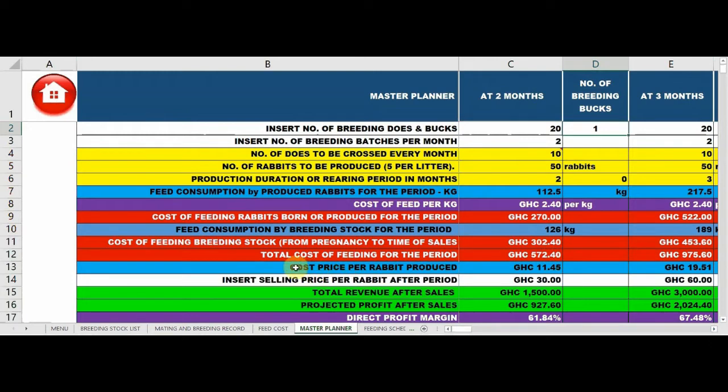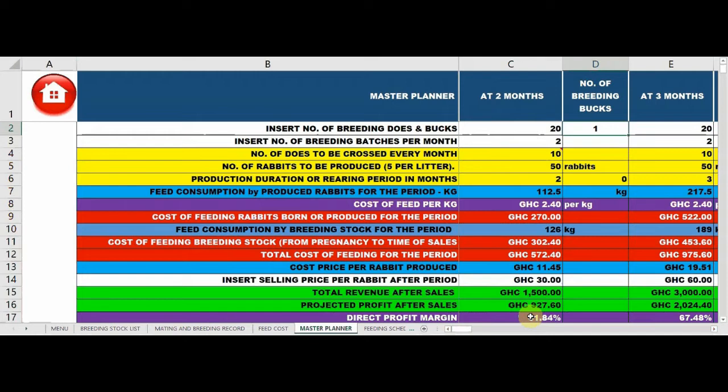Then it calculates for you the cost price per rabbit produced, which is now 11 cedi 45 pesewas. This is the cost price for producing these 50 rabbits, including the breeding stock available for 2 months. So now, how much do you want to sell this? Here's the thing. As a farmer, you know that the cost of feed should constitute about 70%.